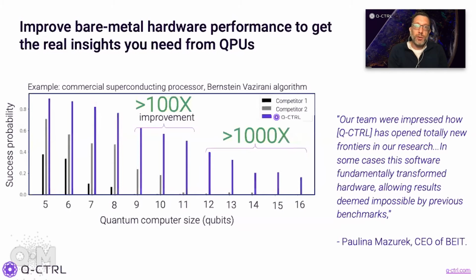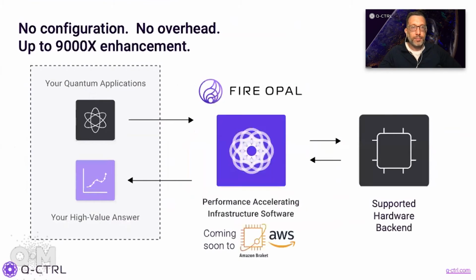Overall, our contribution is to turn these very well-engineered bare metal hardware servers, the bare metal QPUs, if you will, to use language from the cloud domain, into quantum processing units that give you real insights. Now, we have shown in head-to-head comparisons on real commercial superconducting quantum computers, in this case, up to 9,000x improvements in algorithms using our software, again, in a zero config setting. This allows our customers and our partners to gain insights that otherwise they simply could not get, as per this quote from Be It Tech.